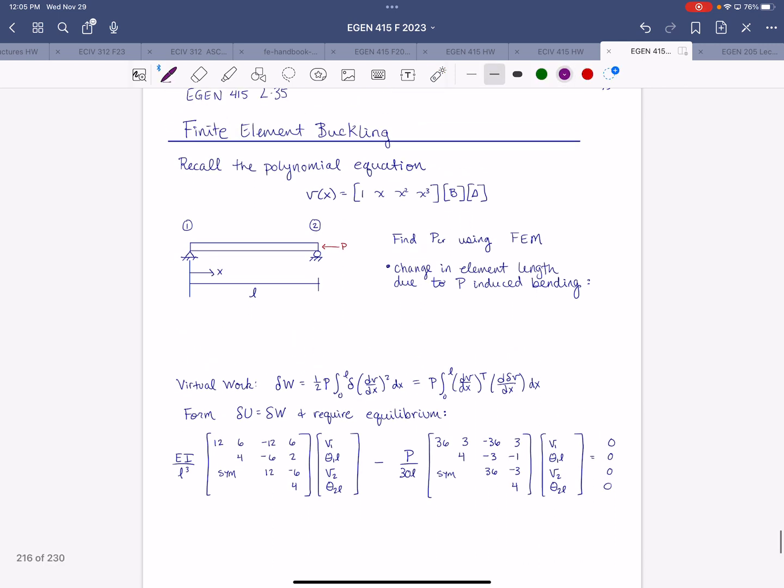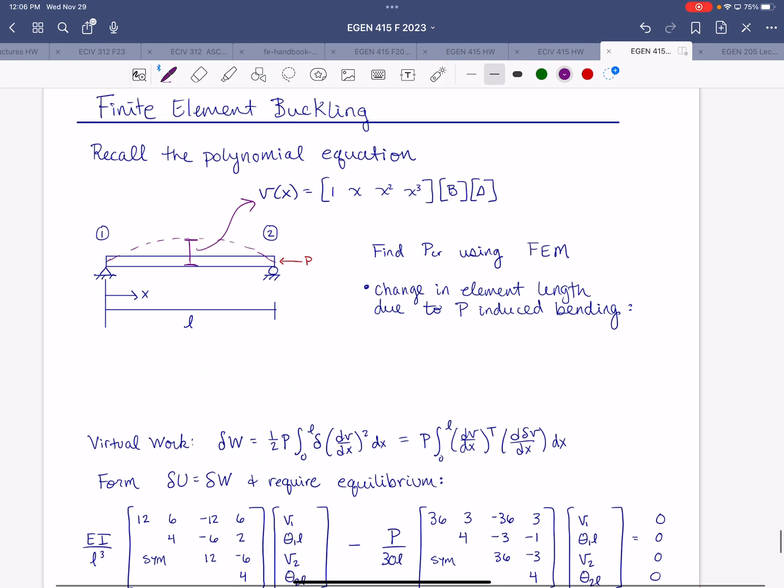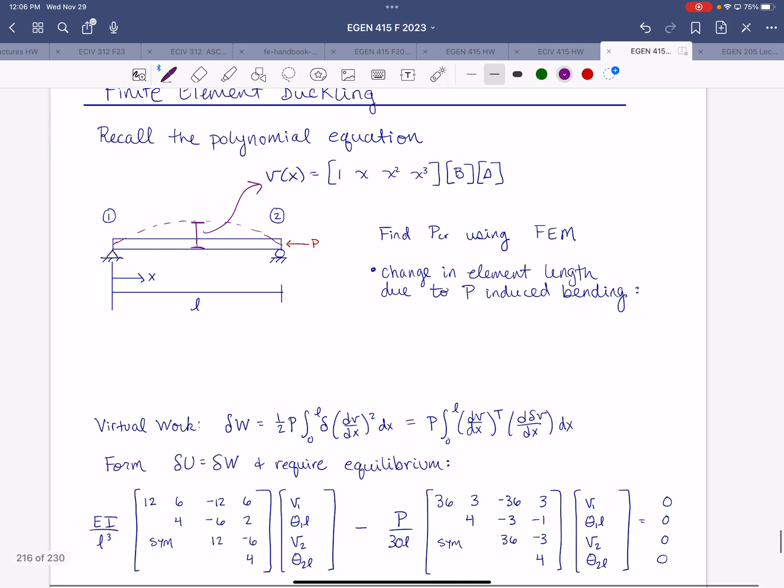So we're going back to this polynomial equation to represent beam deflection in matrix form. And for a beam that doesn't have transverse loads, but has an applied axial force, that buckled shape will be something like this. And so that deflection is represented by this expression. Our goal is to find the critical buckling load using the finite element method. And to do that, as before, we have to consider the change in geometry due to the applied loading.